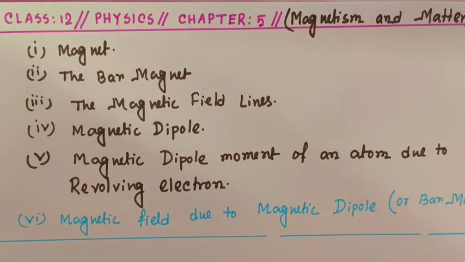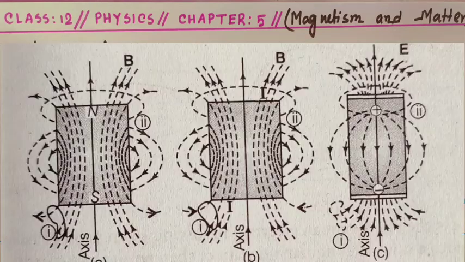Next, the magnetic field lines. The magnetic field lines are a visual and intuitive realization of the magnetic field. The magnetic field lines in a magnetic field are those imaginary lines which continuously represent the direction of the magnetic field. The tangent drawn at any point on a magnetic field line shows the direction of the magnetic field at that point. Their properties are as given below.